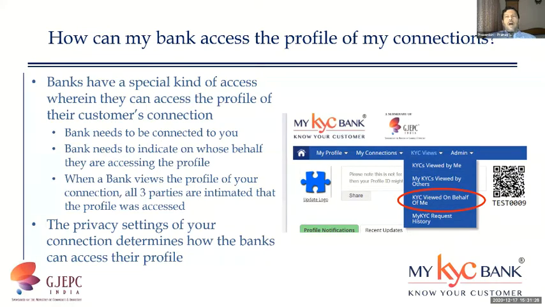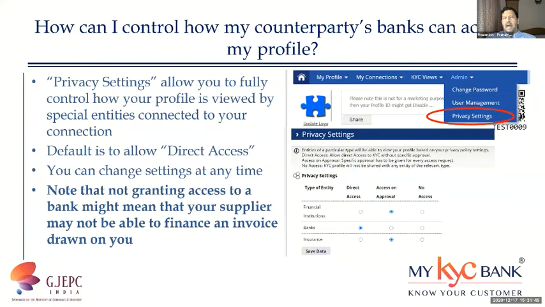Now, how does Nayan control who he gives access to? So that access, again, as I mentioned, the system has been designed keeping in mind privacy and security. So there are privacy settings, and based on your privacy settings, this access will be given. So I can control the privacy settings on who can see my profile. So my counterparties, banks or special connections, how can they see my profile, or how do I allow them to see my profile? So if you go into your administration section or drop down, you will see the privacy settings.